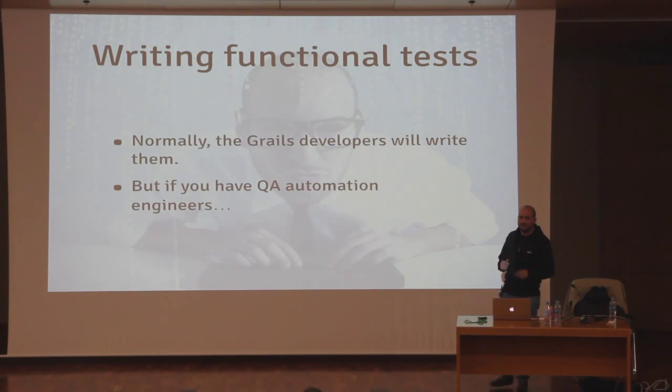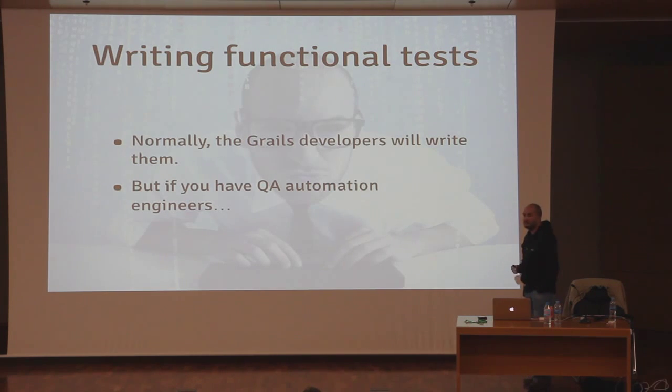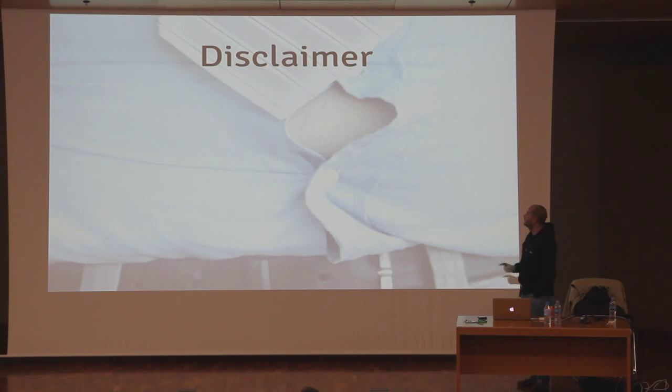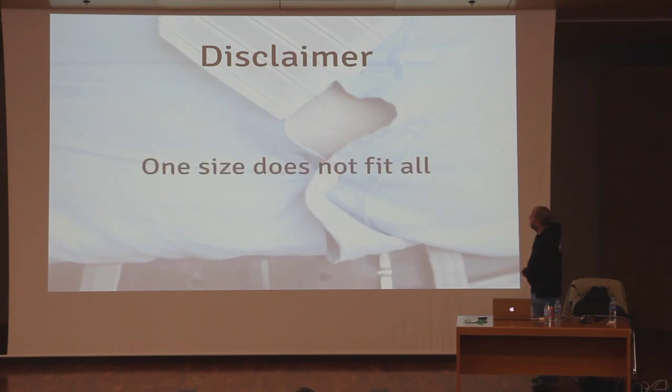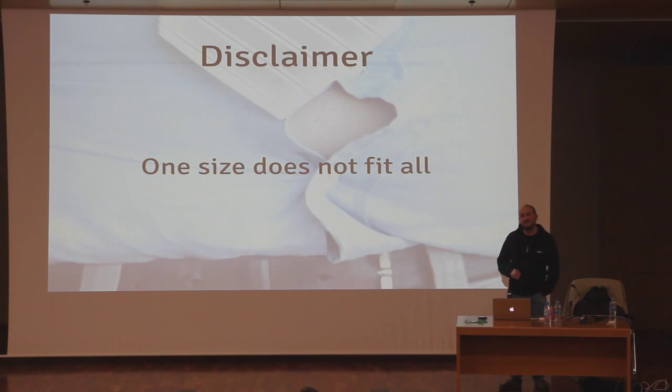So we see that there is a little overlapping between them, because we as developers may test what we do, but also QA. So this story is about the problems we found at Odobo and how we solved them. First of all, a disclaimer: one size does not fit all. This is the story about how we did it, the problems we had, but it doesn't necessarily mean that it is a solution for everybody, right? So take the idea as you want and find out how to apply that to your company.